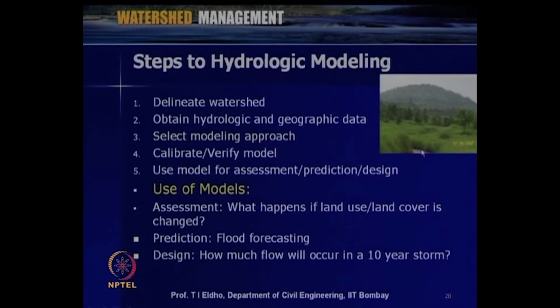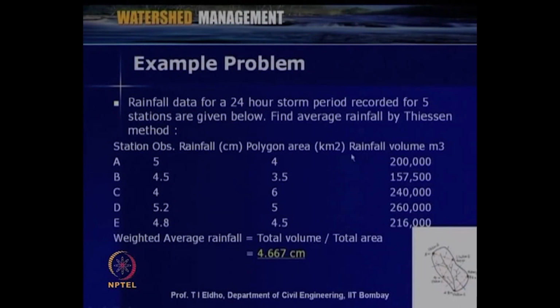So, we can use models. We will be discussing these various models in the next lecture. As far as the model is concerned, we have to assess what happens if land use and land cover is changed. Then we can go for a prediction mode, say for the given rainfall condition, how flooding can take place. Then we can go for design also, how much flow will take place in a 10-year storm or 5-year storm. So, before closing these lectures, we see here two example problems.